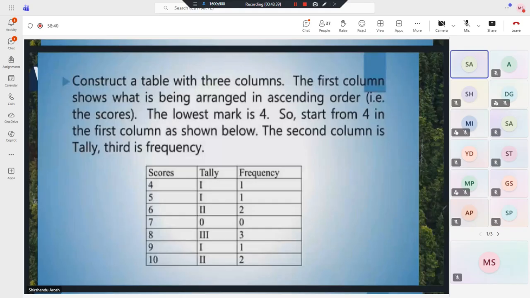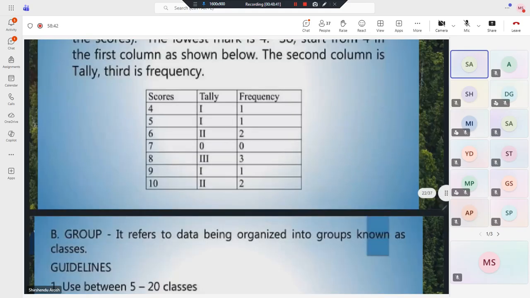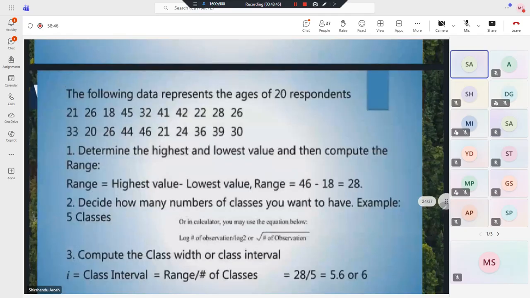But what if the numbers become quite high? If the range is quite large, say I start from 1 and the end is 100, it is quite tough to deal with each individual number. For each and every number, I can put a tally and keep the numbers that way, right? So for that purpose, I need to do something. It's called the grouping of the data, right?